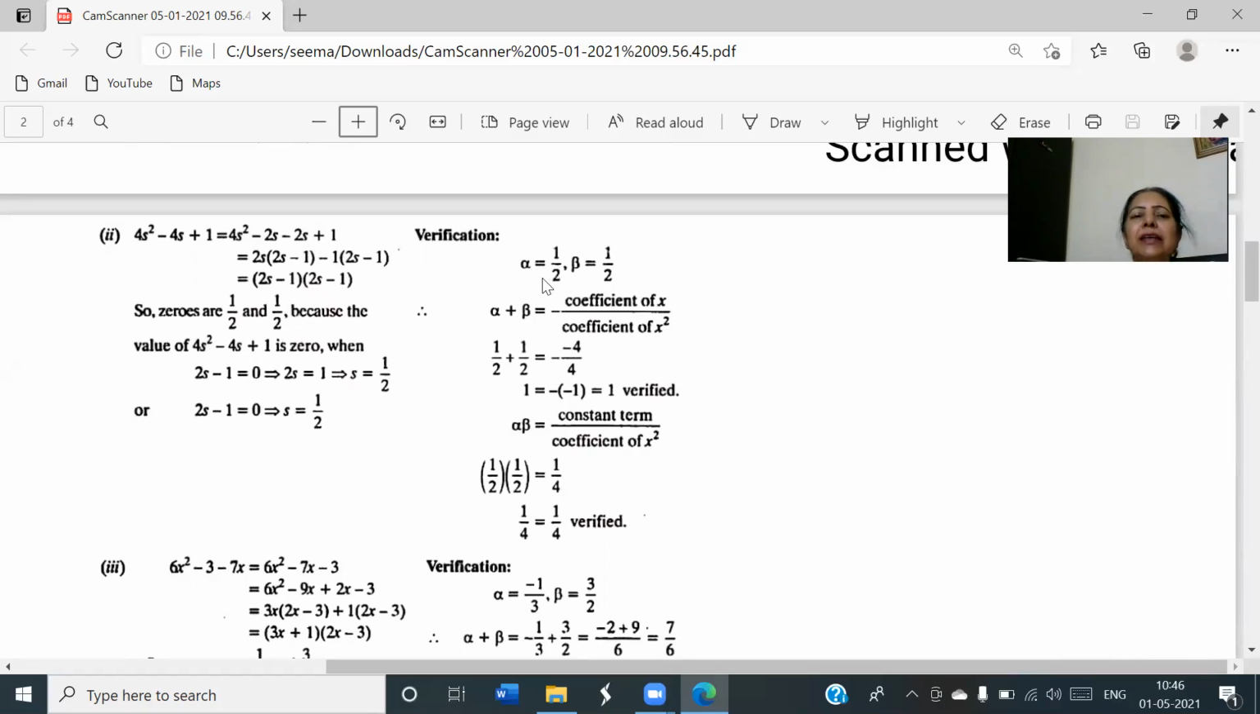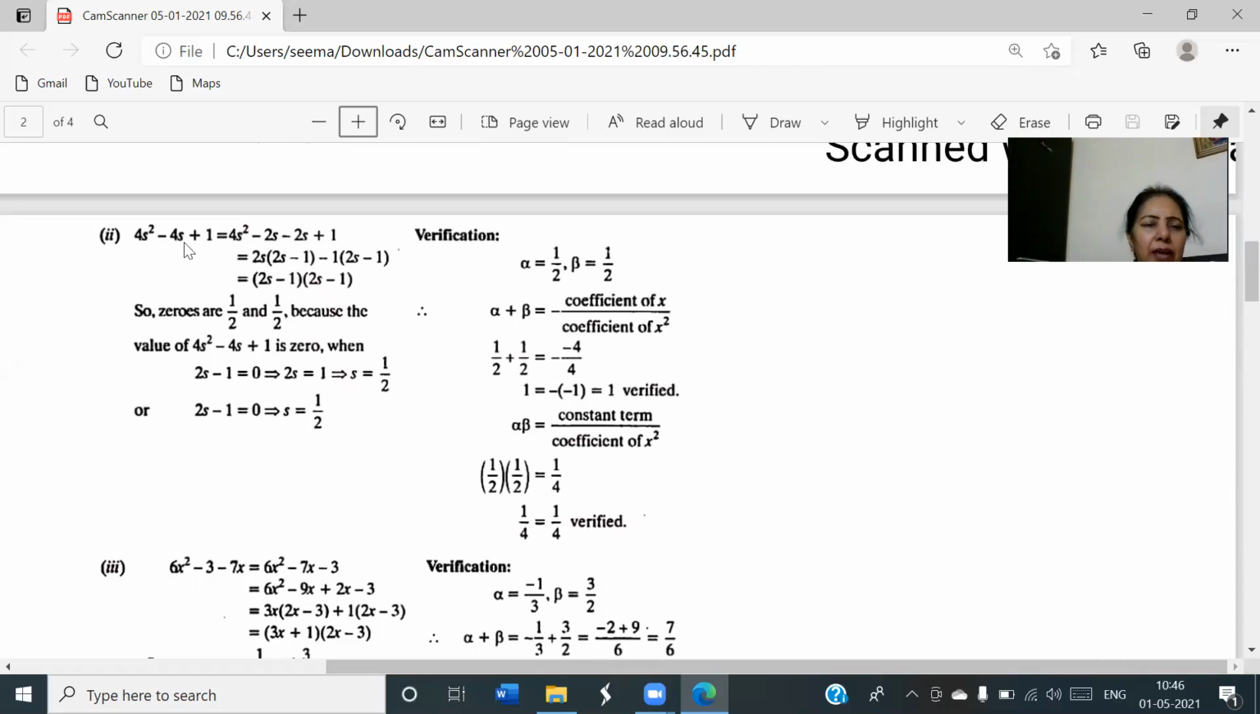Let us take it as alpha and beta. First zero is alpha, other is beta. And the relation is alpha plus beta equal to minus times of coefficient of x upon coefficient of x square. Let us substitute the values. Alpha is 1 by 2, beta is 1 by 2, minus sign as it is.